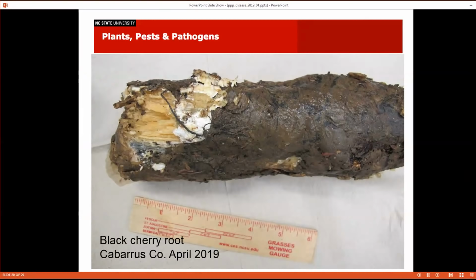So, does anybody know what this is? Let's see here. Okay. Yes, Gina. Yes, Julie. In fact, this is armillaria. And how did you recognize that? Julie, do you have a microphone? Maybe you want to say how you got that diagnosis?